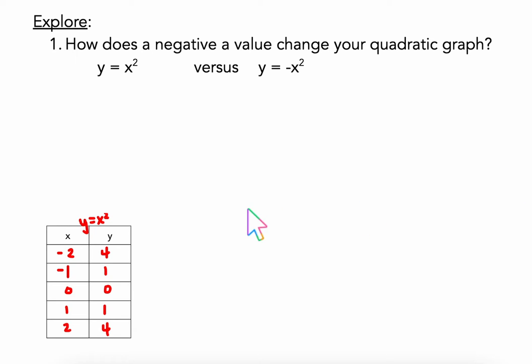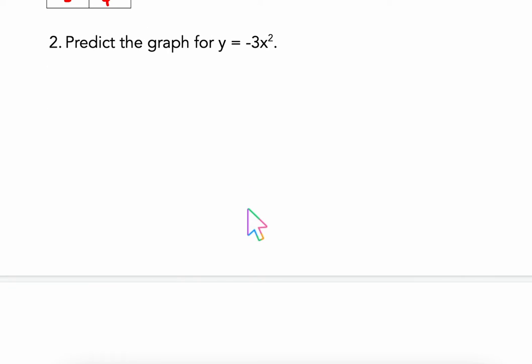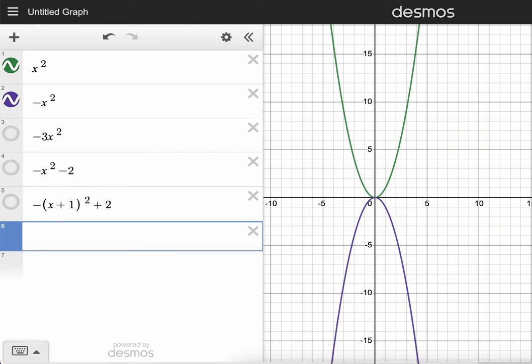Okay, let's take a look at another problem to explore. This one says to predict the graph for y equals negative 3x squared. Go ahead and try and make a prediction first before we hop on over to Desmos. What would that graph look like? Okay, let's see what happens with your graph of y equals negative 3x squared compared to your y equals x squared graph.